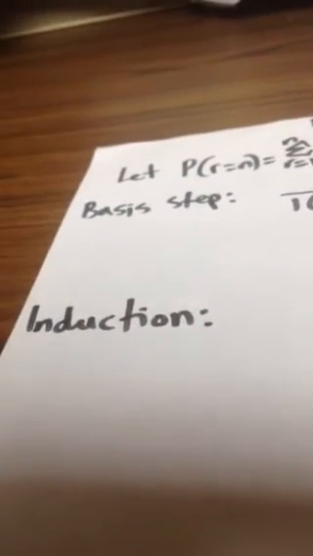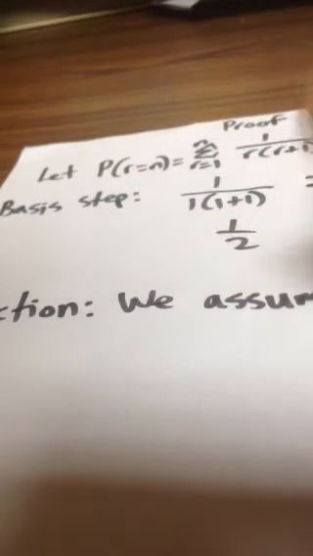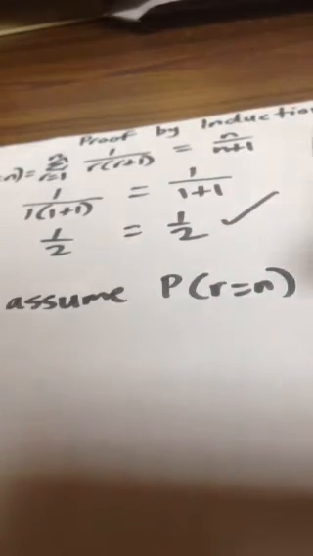Now we can move on to the induction step, which is rather more long-winded, but this is actually the all-important step. So the induction step begins with an assumption. We assume, always we begin the induction step by assuming the proposition to be true. So we assume that P of r is true.